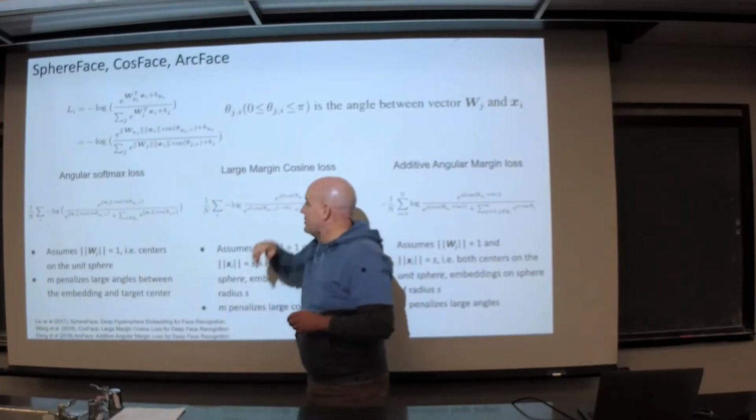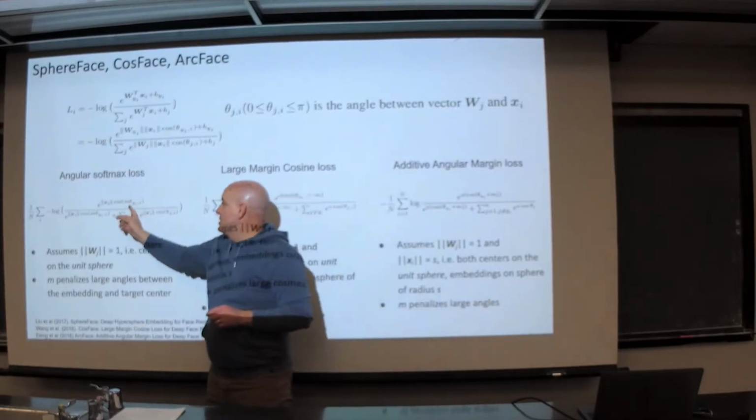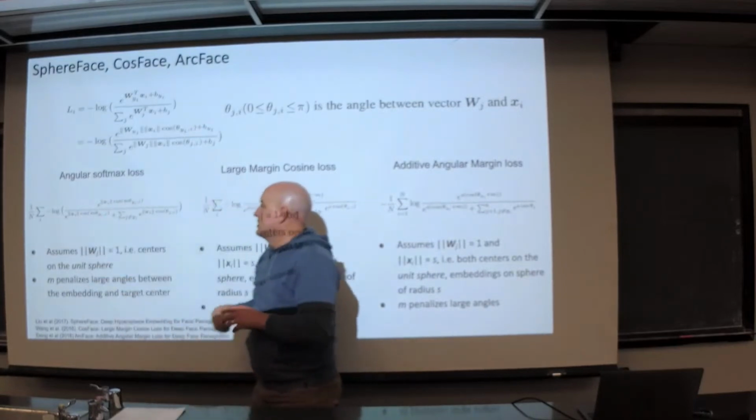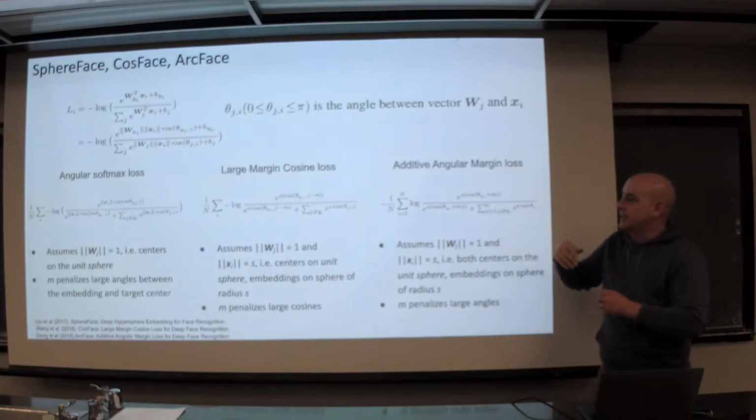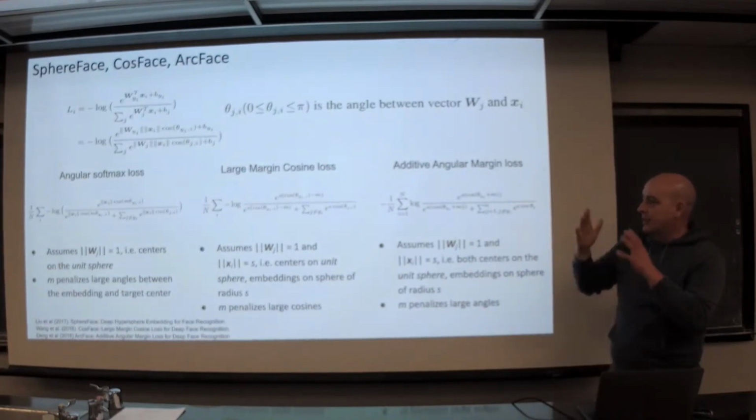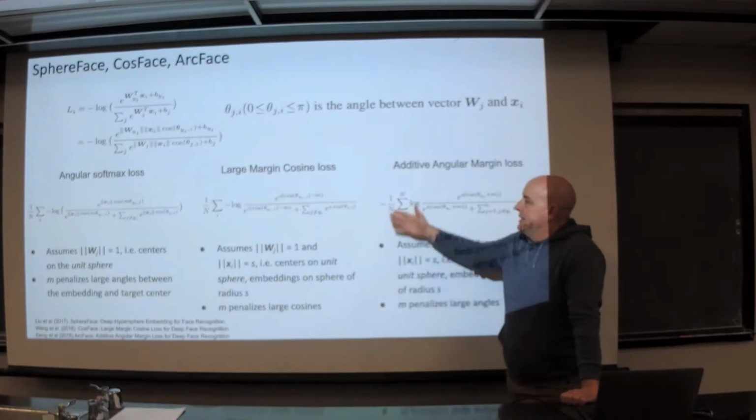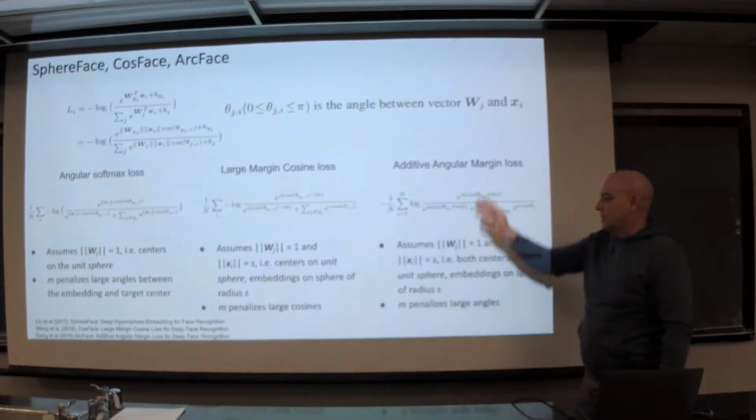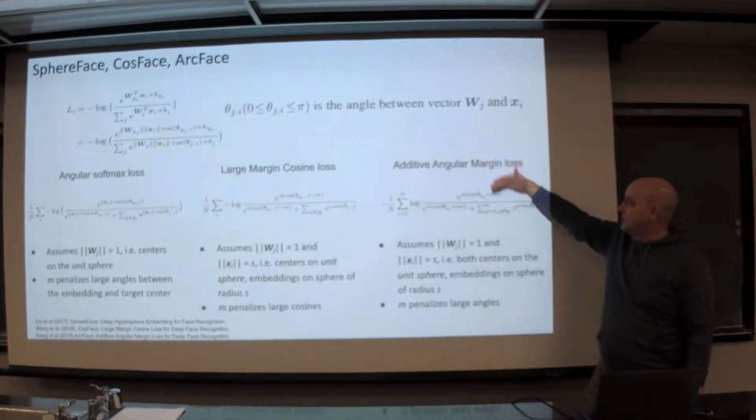And then you can build in margins. So this builds in a margin on the correct class, which, if M is large, penalizes to a greater extent the larger angles made between the correct class and the embedding. So that's softmax. There's something very similar for the sphere space. Something similar for the cos face space. Something similar for arc face.